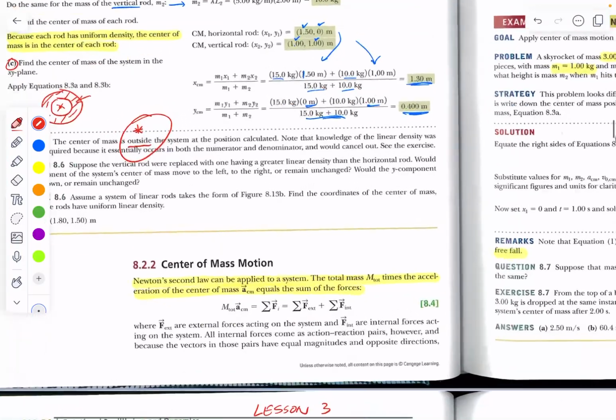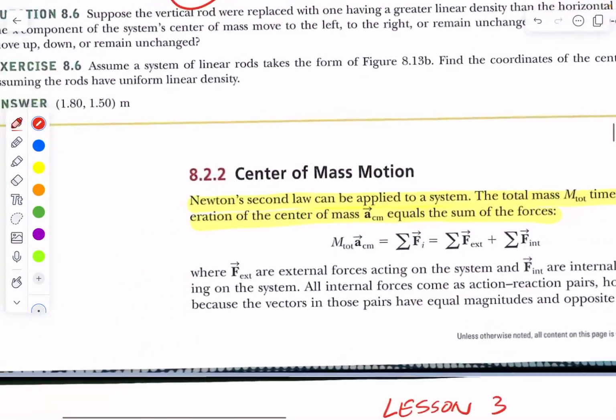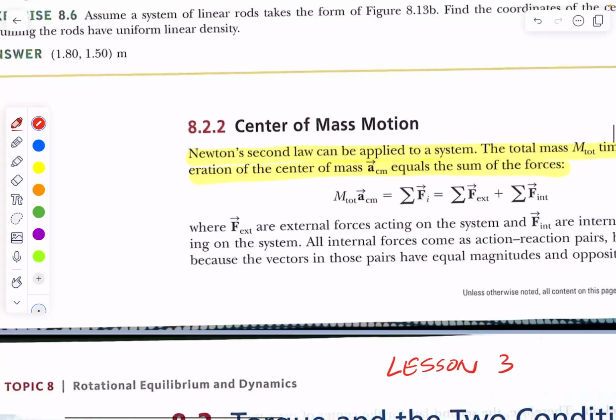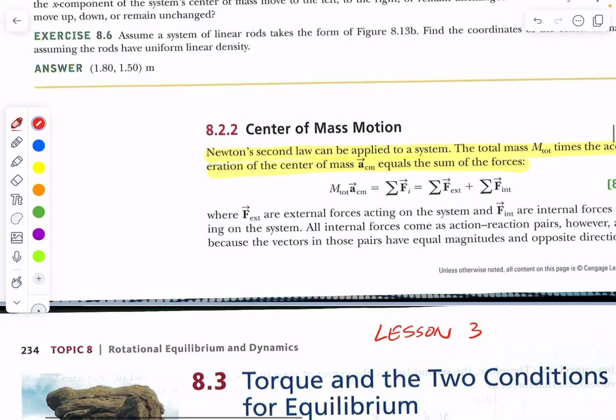All right, center of mass, motion. So Newton's second law, you recall, F equals ma. It is unbalanced forces that cause an acceleration. If you have a force that does not have an equal and opposite force, it is going to cause an object to accelerate.